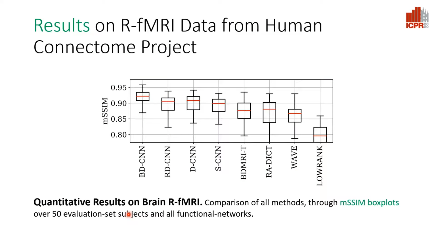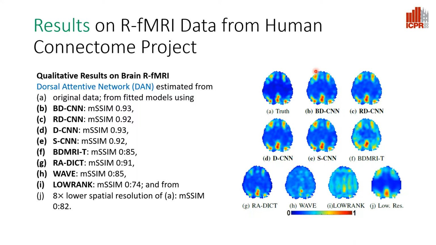Here we see the mean structural similarity box plots over all the evaluation subjects and all network maps. BDCNN clearly outperforms all of them. BDMRI-T and RA-DICT are good among the baselines, but none of them are at par with the proposed CNN framework. Images from dorsal attentive network are shown in this slide. Even visually, we found that BDCNN is closest to the ground truth. You can find images for default mode network and executive control network maps in the paper.